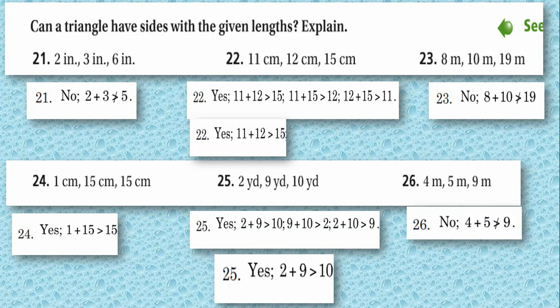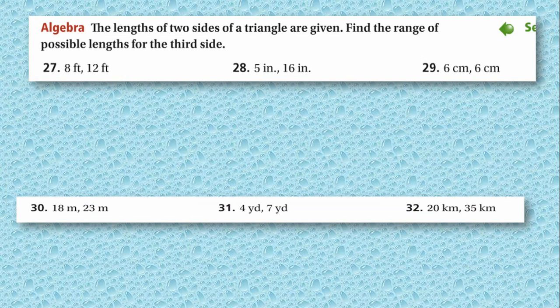Okay. Now we have another fact. The last fact today, or the last inequality. For example, the lengths of two sides of a triangle are given. We have a triangle with sides 8 and 12. Find the range. Not an exact number, but the range of possible lengths for the third side. What is the third side? Maybe 2, 3, 7, 9, all possible numbers.